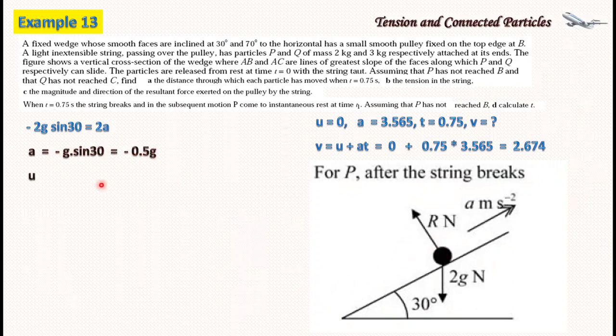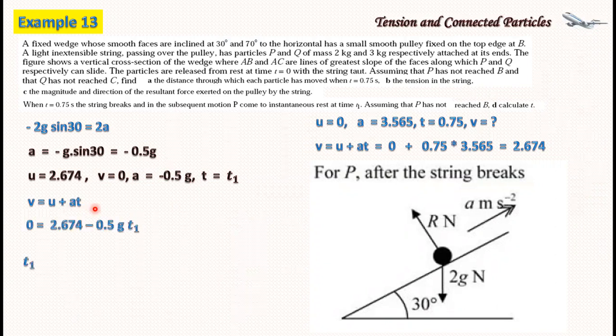Okay. So from there we have u to be equal to 2.674 from this calculation. That's the initial velocity now, because the final velocity at the point where it breaks when it was moving now becomes the initial velocity when you change direction. Its final velocity is going to be 0 when it comes to rest. Acceleration is negative 0.5g as you have seen, at t equals t1. So using v equals u plus at, we will have t1 to be equal to 0.5457.